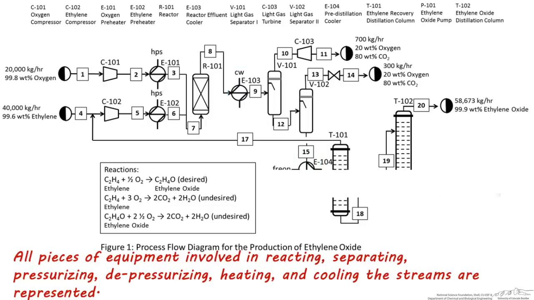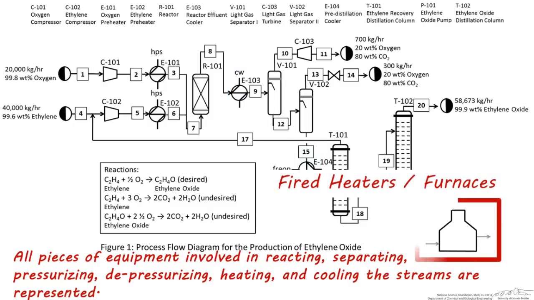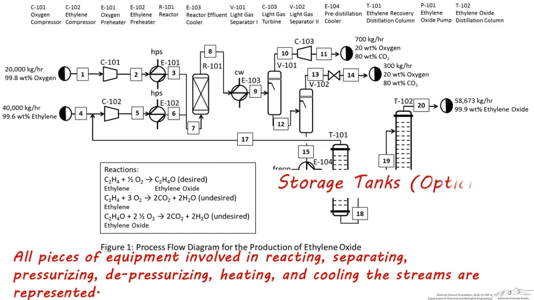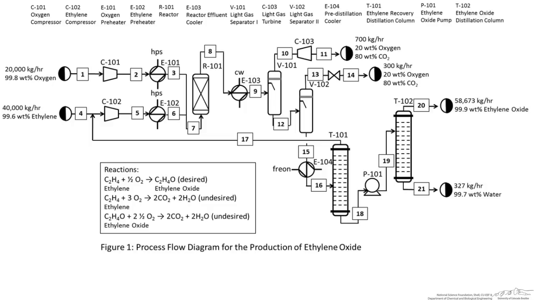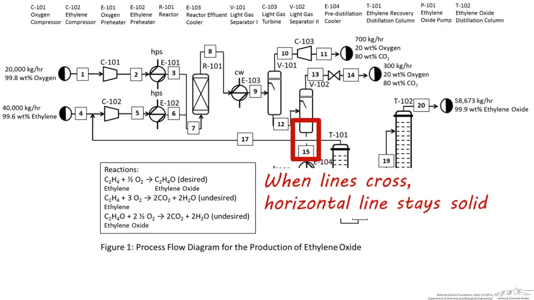And though there isn't one in this process, fired heaters or furnaces are also shown, and storage tanks are sometimes shown on a process flow diagram, but not always. One last point, just as with block flow diagrams, when lines need to cross on a diagram such as this, the horizontal line stays solid and the vertical is broken.